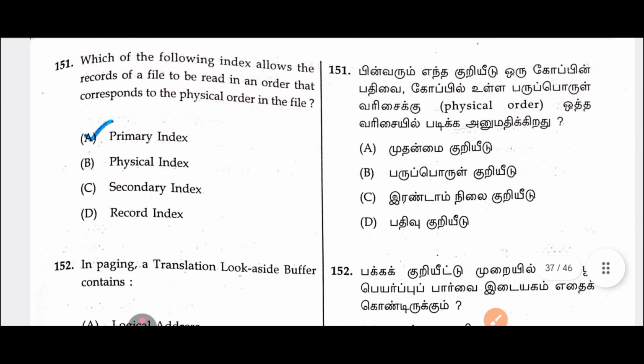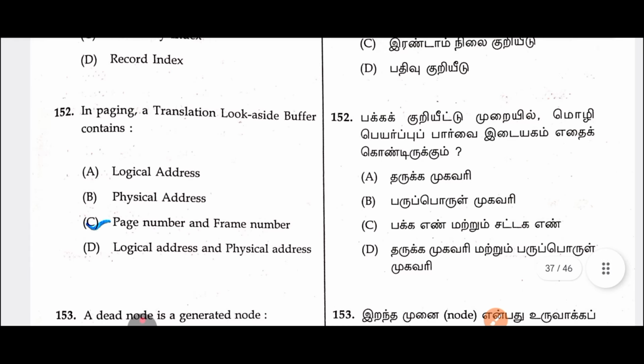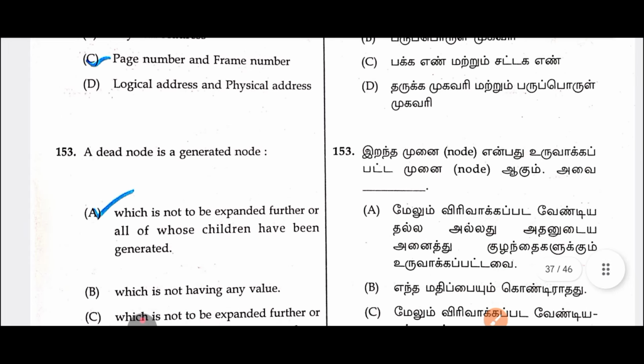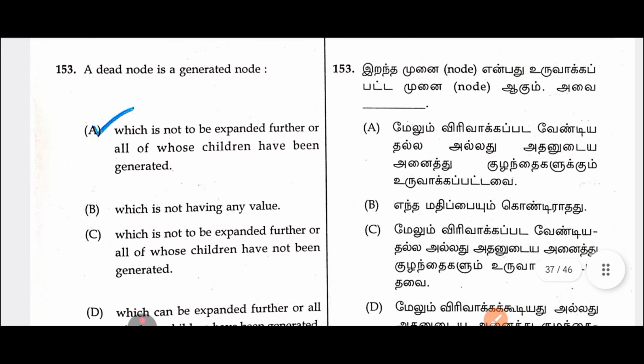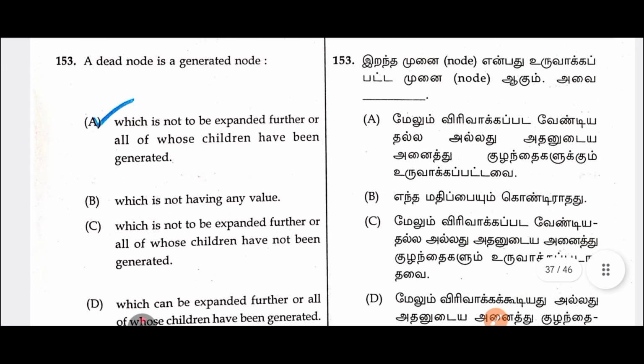Which of the following index allows the records of a file to be read in an order that corresponds to the physical order in the file? Primary index. In paging, a translation lookaside buffer contains page number and frame number. A dead node is a generated node which is not to be expanded further or all of whose children have been generated.